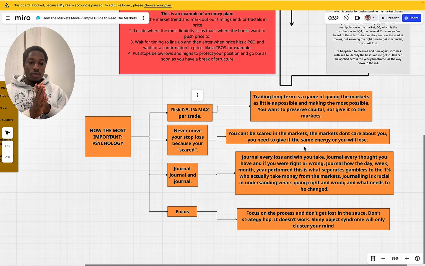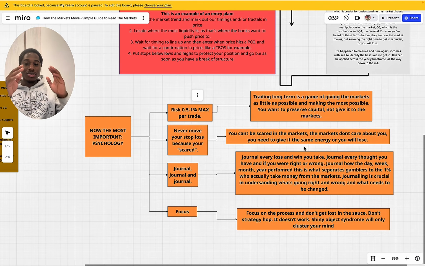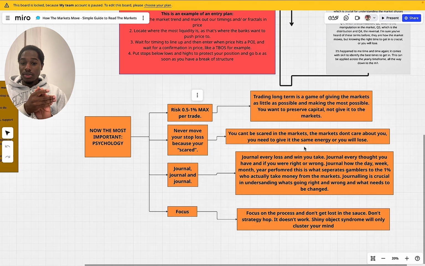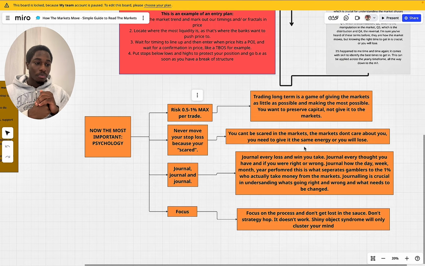Now, focus on the process and don't get lost in the sauce. Don't strategy hop, don't move from one strategy to another. You know, there's thousands of strategies out there. Stick to one. All of them work. You know, people might be saying, "Oh, this strategy is better than this one." All of them work. You just need to stick to one strategy, perfect it, and make it the only strategy that you're using to trade.